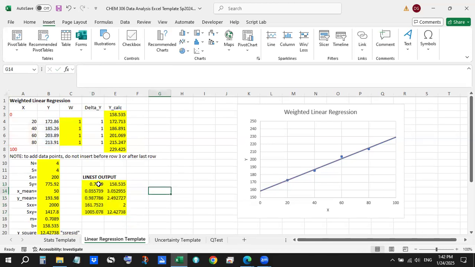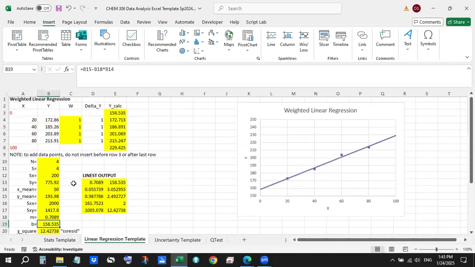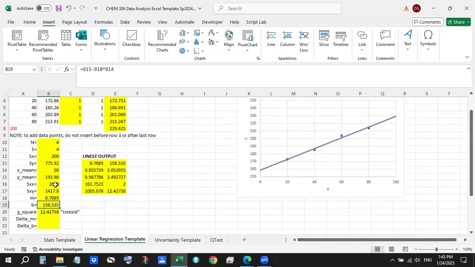Look at the comparison right here. This is Excel doing an unweighted regression. The slope, according to Excel, is 0.7089. The slope, based on what we just manually set up, is 0.7089. Okay. The y-intercept, according to Excel, using LINEST, is 158.535. Our y-intercept is 158. That's assuming all weights are 1. So you can see there's good agreement between what we set up. So this is a good way for us to be confident that the calculation setup, the template we've set up for weighted regression is correct. It should agree with the unweighted regression if all your weights are 1.